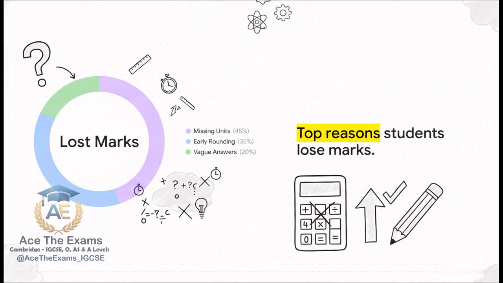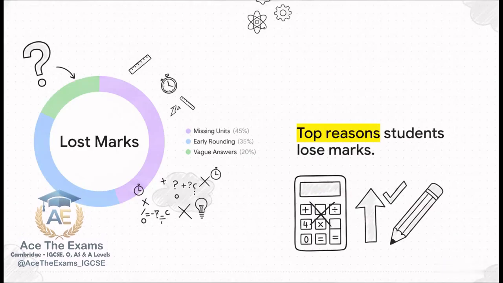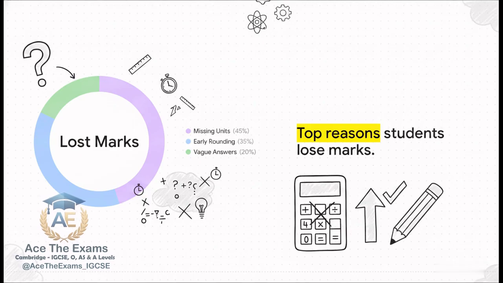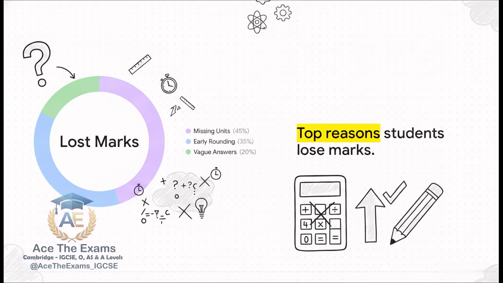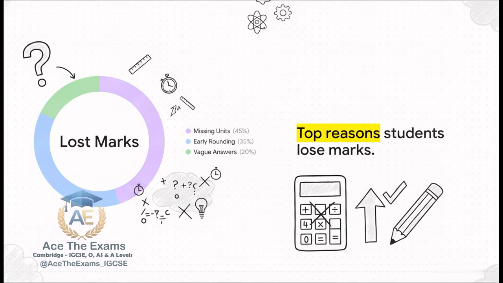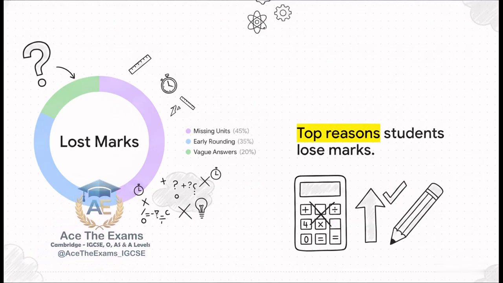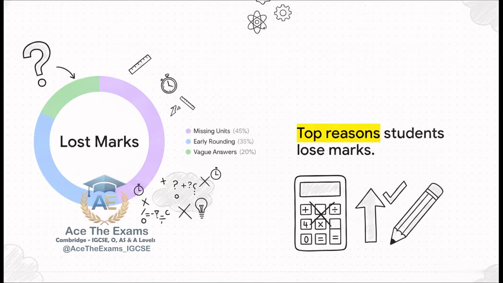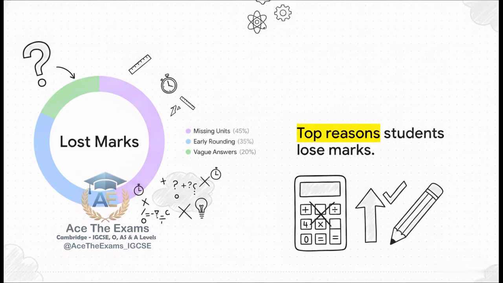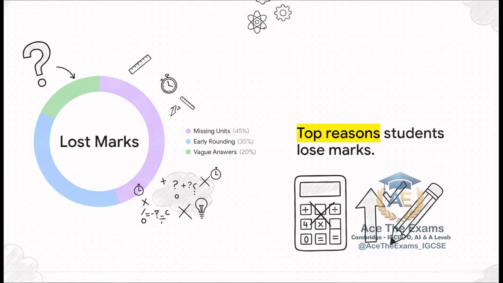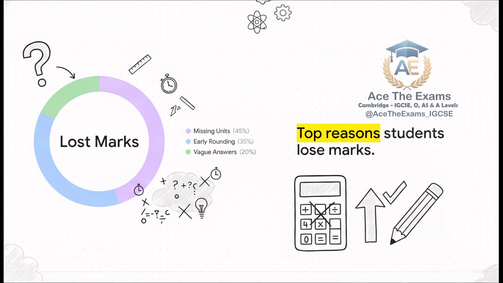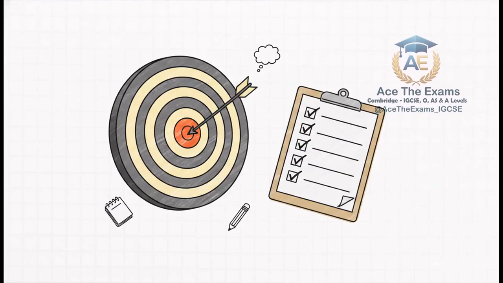And the data totally backs this up. A staggering 45% of lost marks come down to missing units. Another 35%, early rounding, and 20% are just vague, non-scientific explanations. Think about what that means. 80% of the time, students aren't losing marks because they don't know the physics. They're dropping grade boundaries purely because of sloppy exam technique. It's painful. But hey, we are fixing that right now.